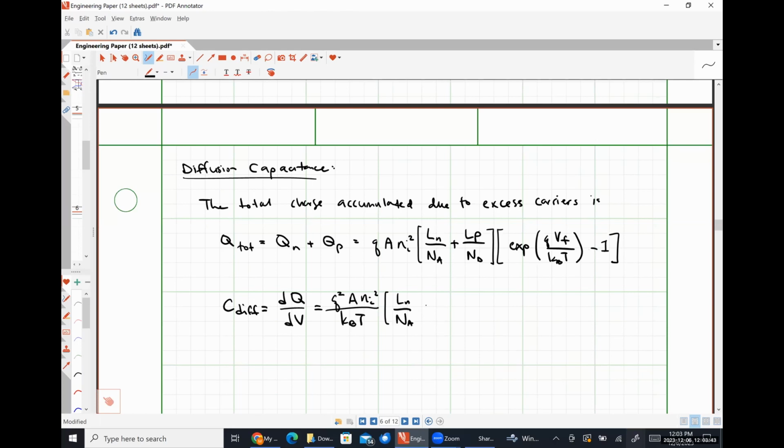plus L_p over N_d, times the exponential of qV_F over k_BT minus 1. So this is our diffusion capacitance. The diffusion capacitance is usually going to be significantly larger than the unbiased junction capacitance that we see in an unbiased case.